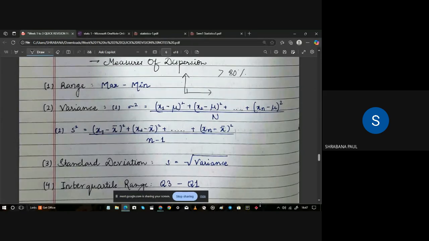0 से 10 तक कितने स्टूडेंट का मार्क्स आ रहा है, 10 to 20 तक कितने स्टूडेंट का मार्क्स आ रहा है, मैक्सिमम वैल्यू माइनस मिनिमम वैल्यू के साथ ही हम रेंज फाइंड आउट कर सकते हैं. What is the variance? What do you mean by variance? Can you say what is variance?